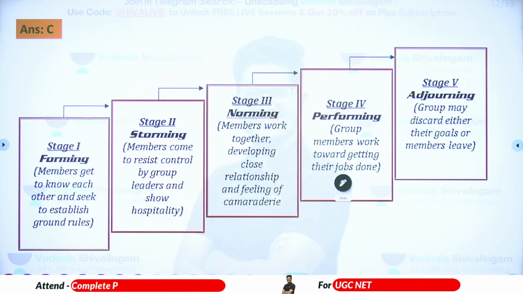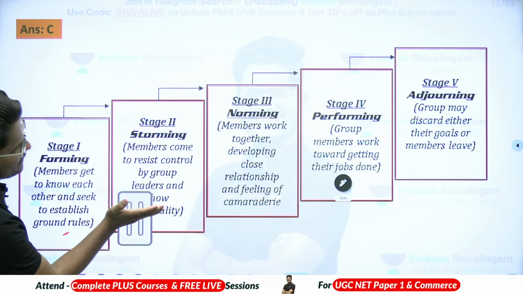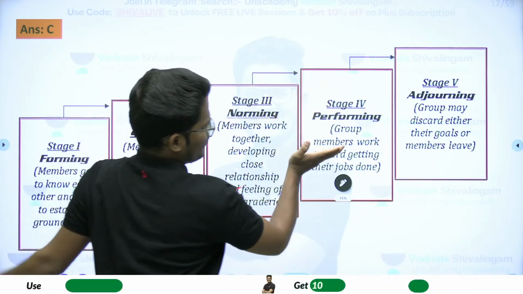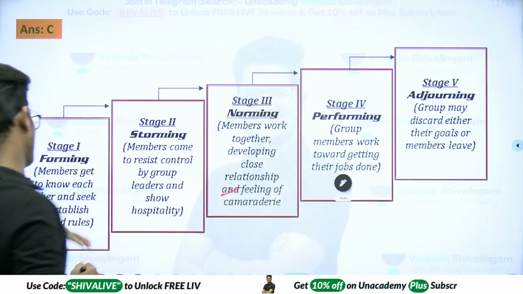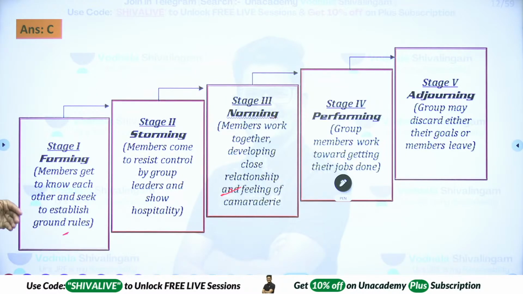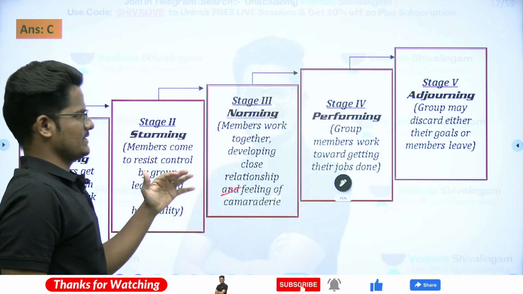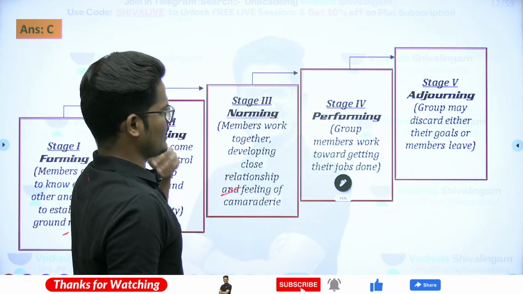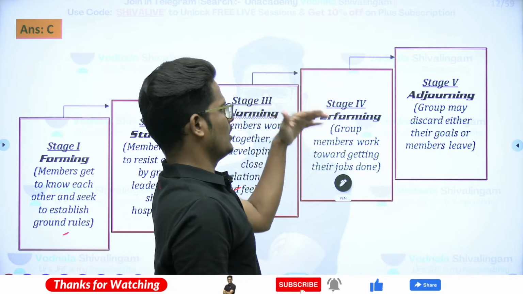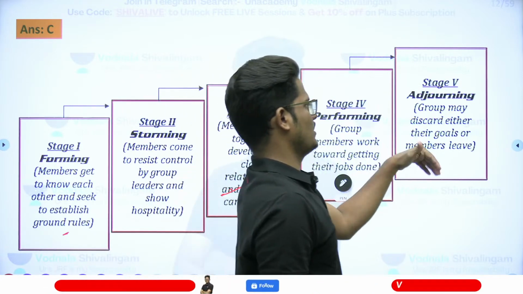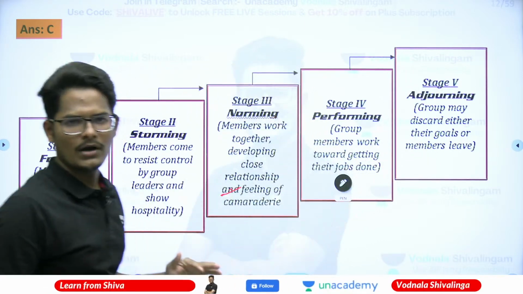That's how the group develops: forming, storming, norming, performing, adjourning. Forming is the beginning stage, a positive atmosphere. Storming, conflict arises. Norming, developing a relationship by solving the conflicts. Performing, task orientation. Adjourning, achievement and recognition.